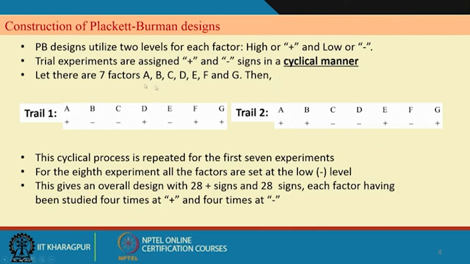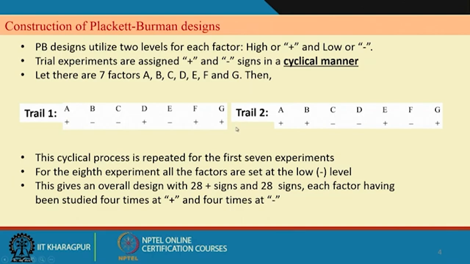Assume that there are 7 factors A, B, C, D, E, F, G. Say trial 1 can be conducted keeping A at high, B at low, C at low, D at high, E at low, F at high and G at high. Then to maintain the cyclicity, your next trial will be started with plus. Where did the first trial end? In the first trial you end with G plus. So this plus sign will start the next trial first, followed by the remaining signs from the left.